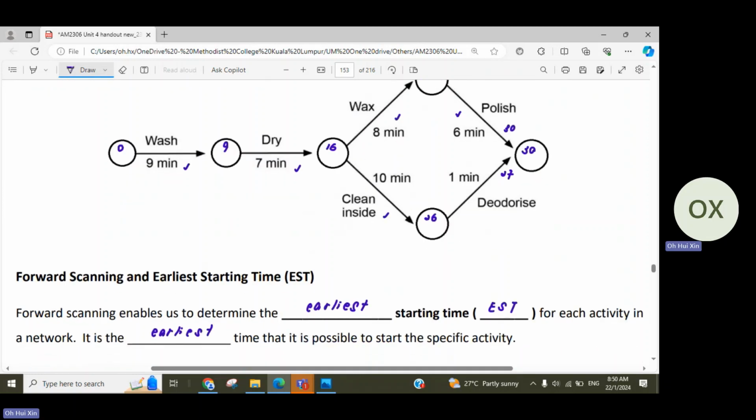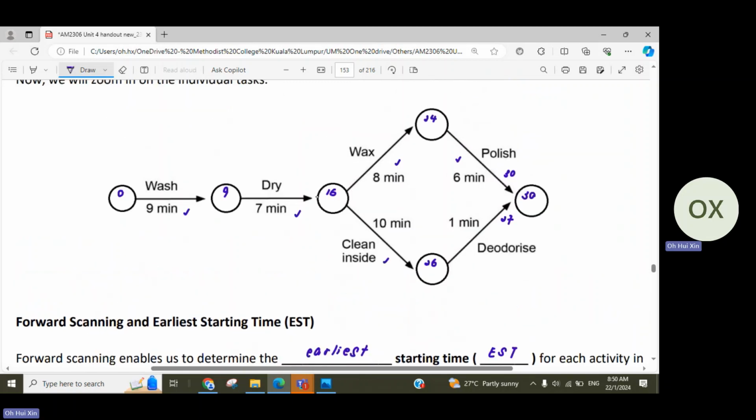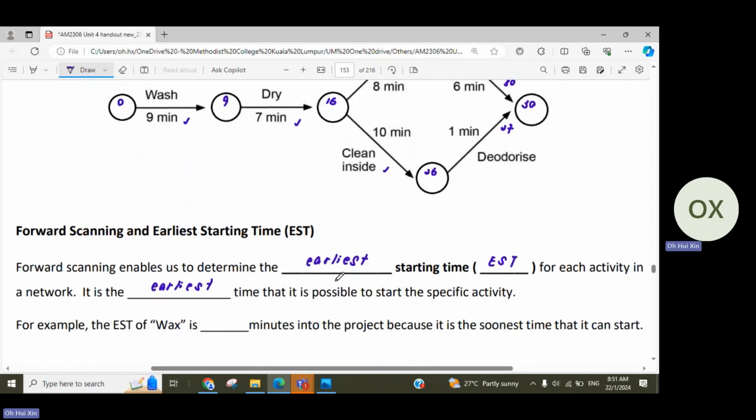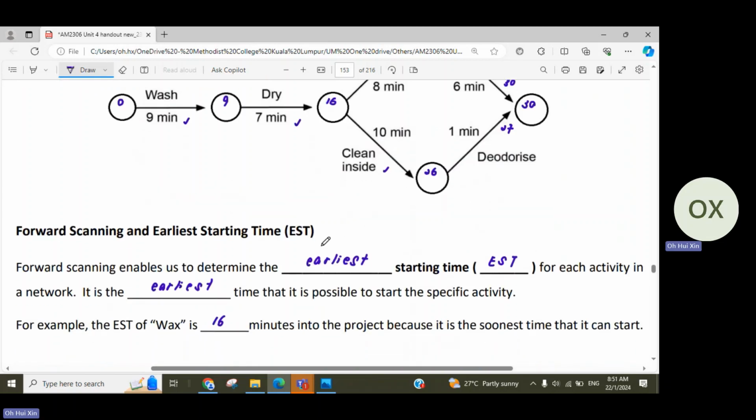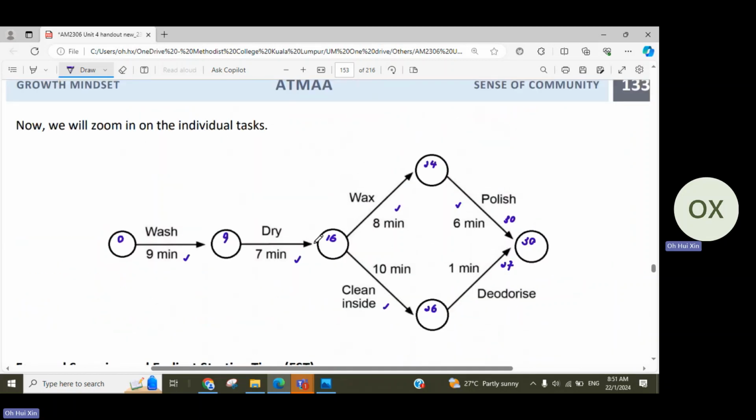Okay, so when you are doing this, you can see that, for example, this is the starting checkpoint for waxing. So the earliest starting time for waxing is 16 minutes into the project, because it is the soonest time that you can start waxing, because you must make sure these two are completed first. So by the time you can start this, it's going to be 16 minutes. Okay, so that's earliest starting time. I hope everyone is fine, and I think you should be, because it's exactly the same thing as how you did it just now.